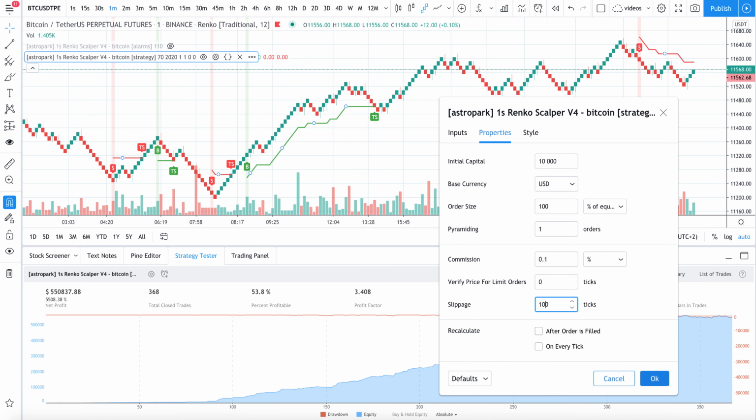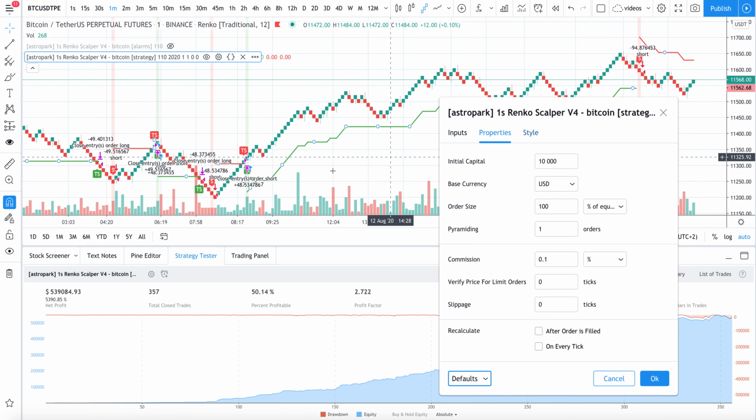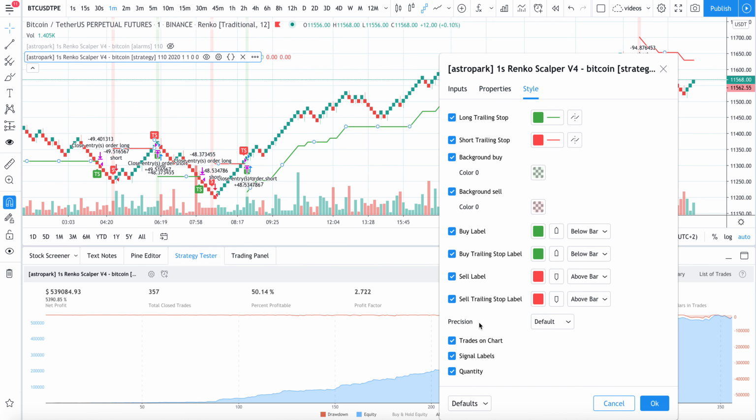If we set 100 slippage, it's like testing if your order is filled when there is a buy. Instead of, let's say, 100, you buy at 101. When at 100 you say to sell, you sell at 99. This is how slippage works on backtesting. Okay, but let's keep everything again as default. I always remove trades on chart because I don't read the chart.